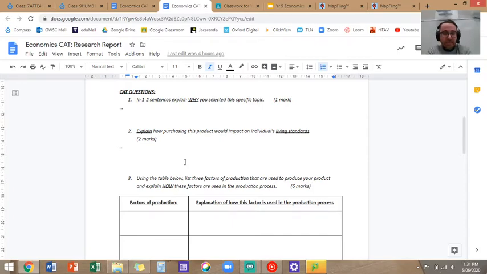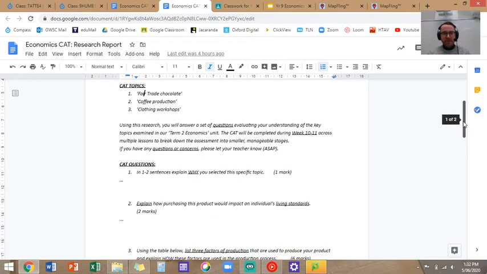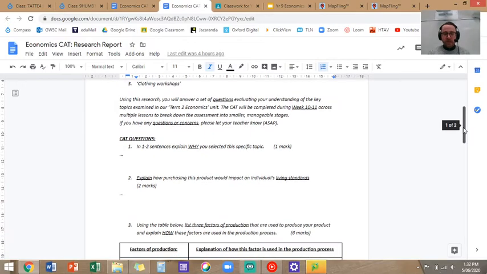So question 1, pretty straightforward. We've given you a couple of easy questions just to try and find you some free marks. Question 1, in 1 or 2 sentences, explain why you have selected this specific topic. So if I was Mr. Tapley, which I am, I would say I selected fair trade chocolate, 1, because I'm a chocolate enthusiast, and 2, I don't really know what that means, fair trade. I've heard that phrase before, but I don't really know what that means. So I'm interested to see what it means. Is it a company? Is it like a special box they have to do to get it ticked off as fair trade? So that's why I'm selecting that topic.